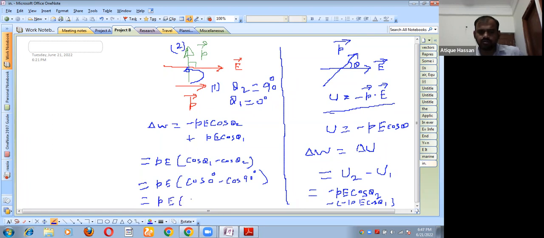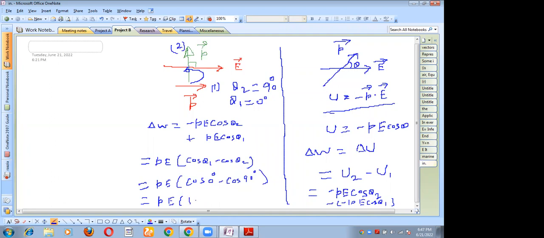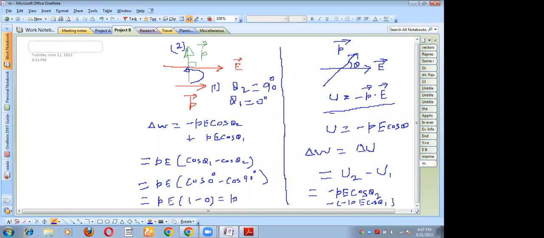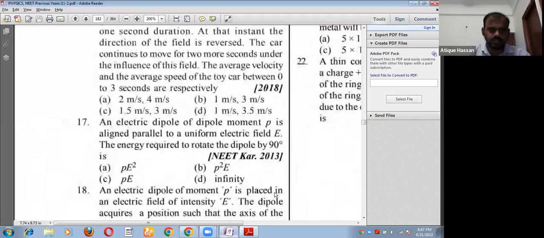What is the value of cos 0? 1. And what is the value of cos 90? 0. So the value would be P into... So now check your option. What is P into? Option C is the correct answer.